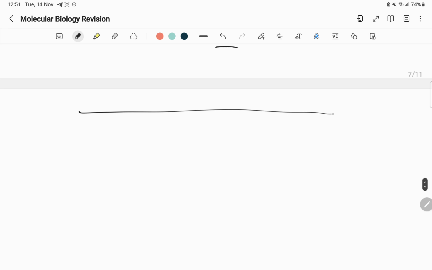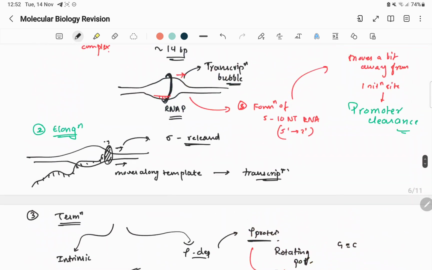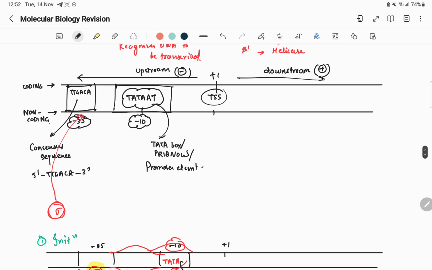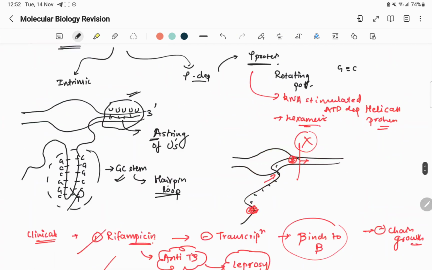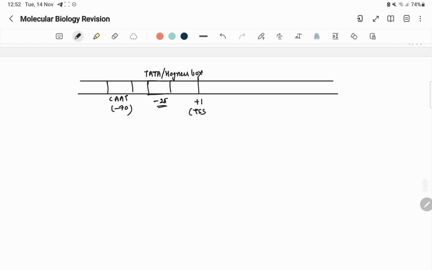So first of all, let us draw a DNA strand. This is the +1 region, or the transcription start site. And here you have the TATA box, or the Hogness box. It is present at -25 in eukaryotes, but in prokaryotes the TATA box is present at -10. Here it is present at the -25 region. Then you have the CAAT box at the -70 region, and your GC box.